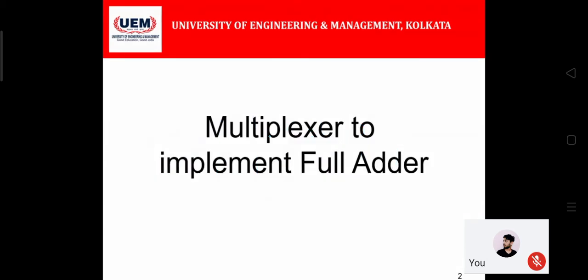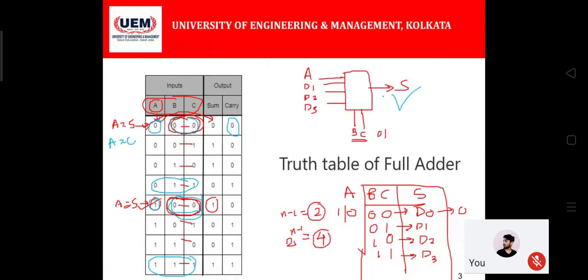And in the previous diagram that we had drawn, this one, there is A bar, A bar, and A, which becomes the sum part of the truth table. So we require two 4:1 multiplexers to represent a full adder.